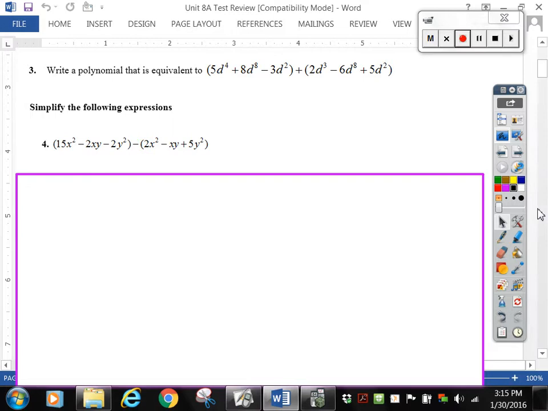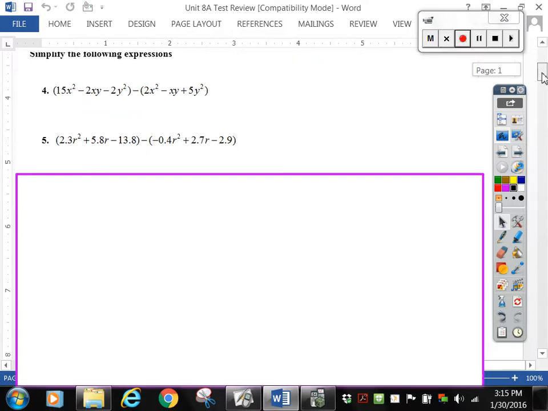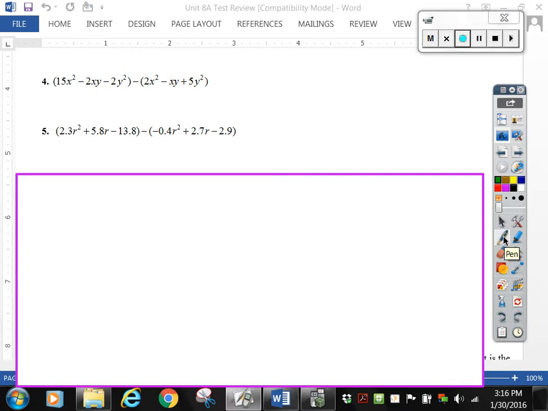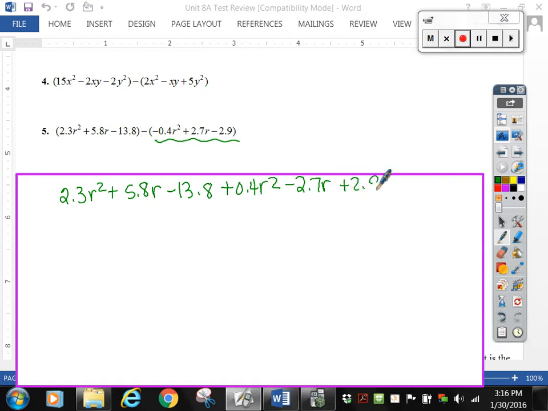Now I'm going to show you a slightly different way to do subtraction. They both work, so whichever way you like, go for it. So I'm going to rewrite my first polynomial, 2.3r squared plus 5.8r minus 13.8. Now instead of distributing the negative 1, I'm just going to look at this polynomial and change the sign of everything inside there. So negative 0.4r squared becomes positive, positive 2.7r becomes negative, and negative 2.9 becomes positive.